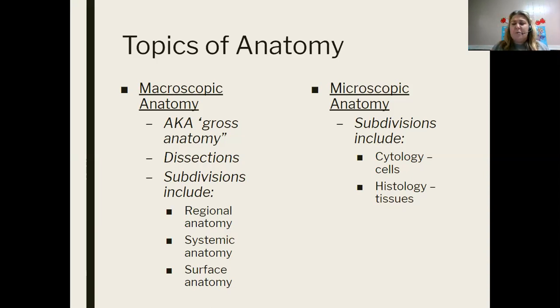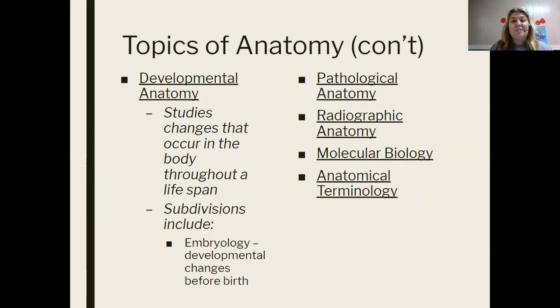Microscopic anatomy, that's another one that you need to know that's underlined. You may want to write that one down. Microscopic anatomy is obviously things we can't see with the naked eye. So we're going to have to use microscopes. And so some subdivisions there are cytology, which are cells, and histology, which would be tissues.